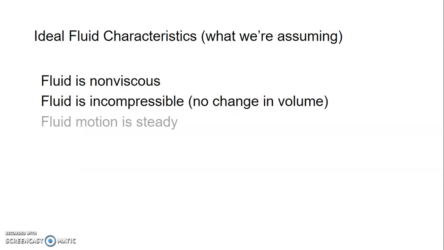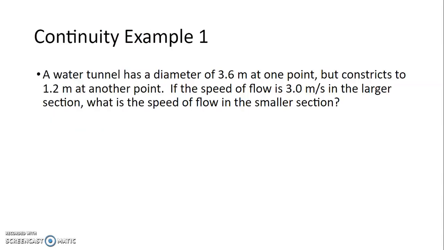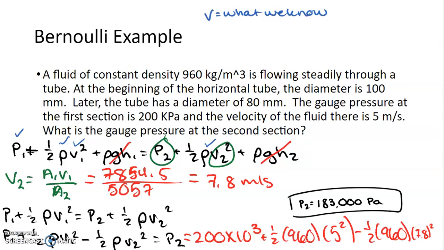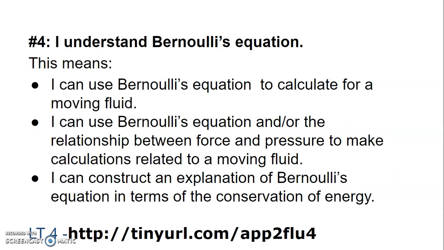You should know the terms streamlined, laminar, turbulent, where flow is irregular, and viscosity, how much internal friction we have. We're assuming ideal fluids, which means that it's non-viscous, it's incompressible. The fluid motion is steady, there's no turbulence. I've got some various examples here I'm not going to go through, but if you have any questions with these, please contact me. Learning targets, I'll post those as well.